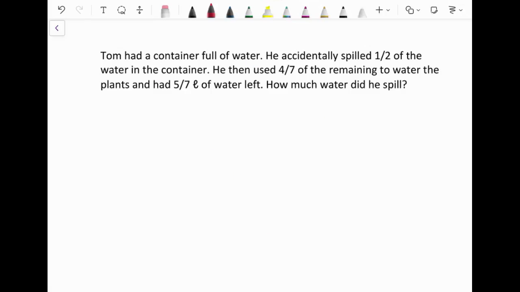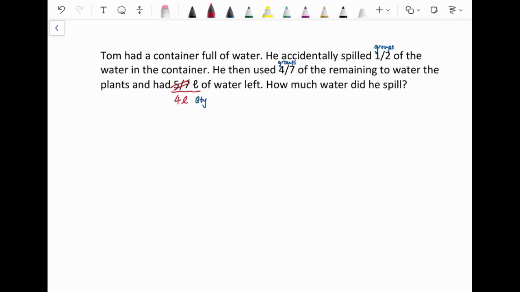You might find this next question a little harder. Tom had a container full of water. He accidentally spilled half of the water in the container. He then used 4/7 of the remaining to water the plants and had 5/7 liters of water left. How much water did he spill? If we use the replacement method, we can replace 5/7 liters with 4 liters. If we use the reframing method, we will write groups above half and 4/7 and quantity above 5/7 liters.